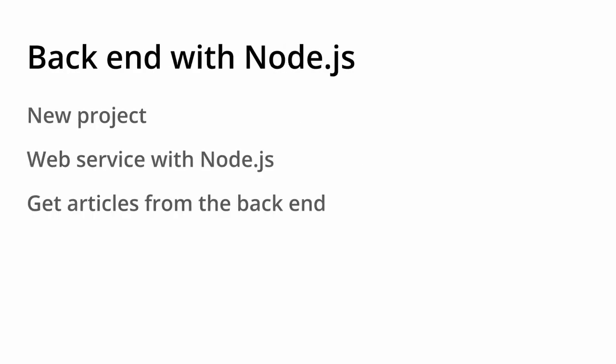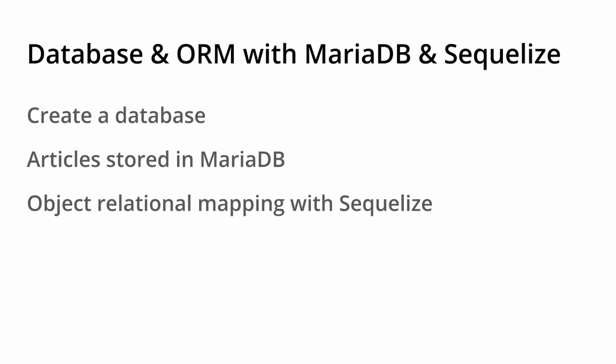Backend with Node.js. It's time for the backend. We'll create a new project, the web service with Node.js. Now the articles will come from the web service. Database and object relational mapping with MariaDB and Sequelize. We expand the web service and finally connect our web application with a database so that the articles are now stored in a Maria database. Additionally, we will use Sequelize for the object relational mapping between our models and the database tables.